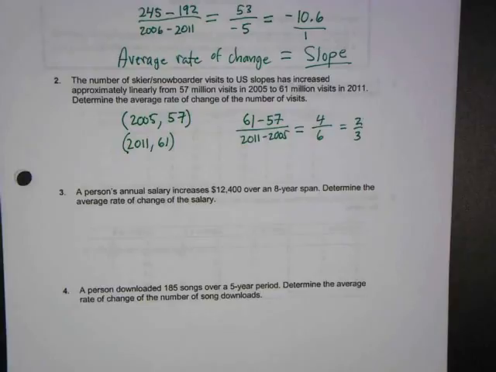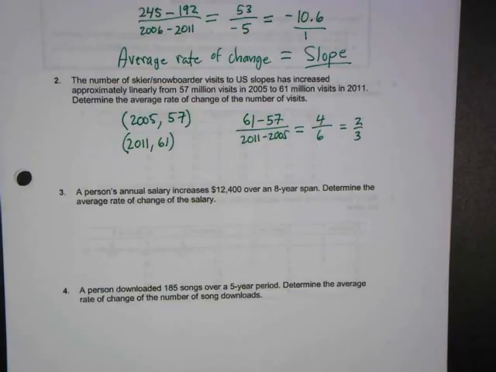A person's annual salary increases $12,400 over an 8-year span. Determine the average rate of change of salary. Would you divide that? Yes, you just divide them. Because the 12,400 has to go into the 8-year span.